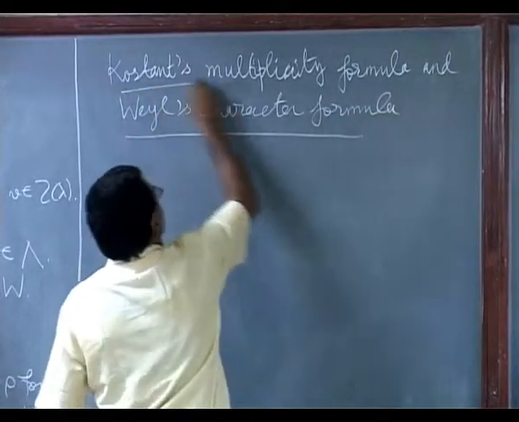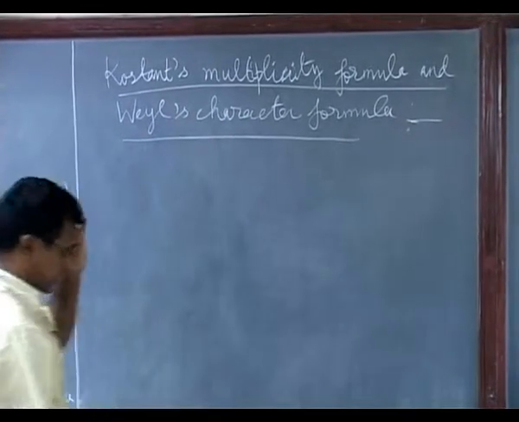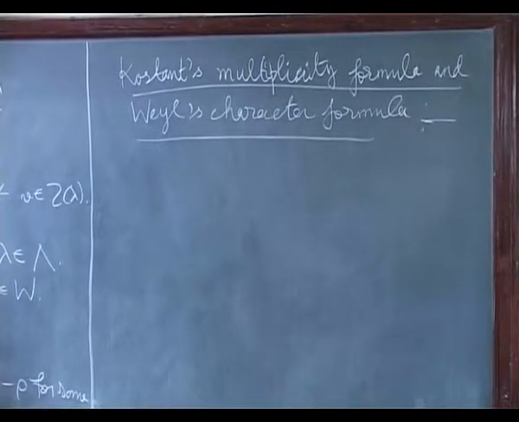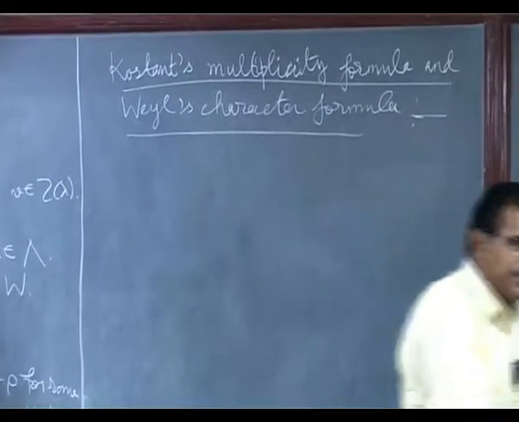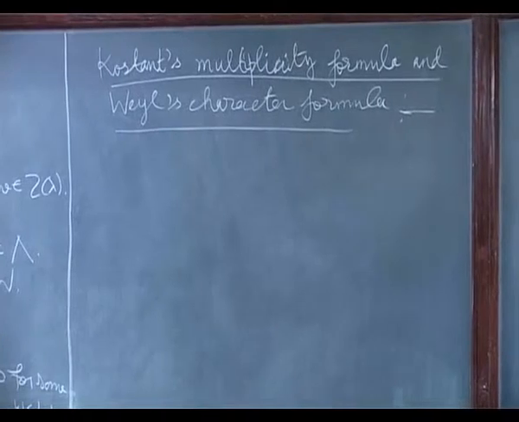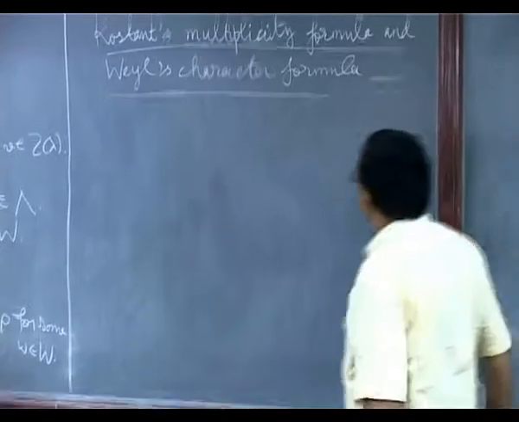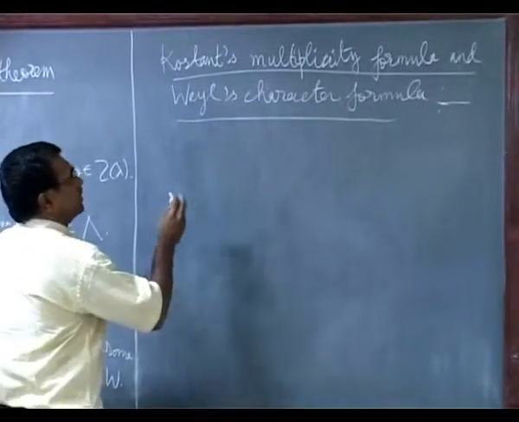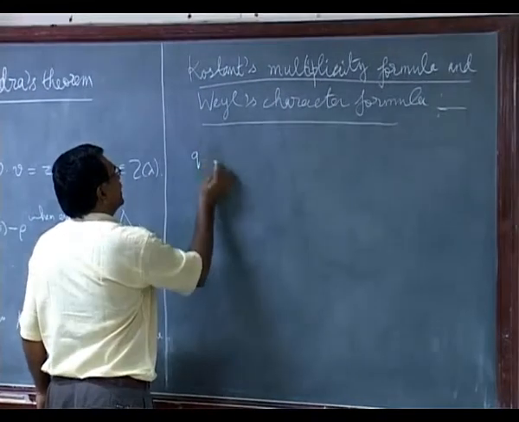And I have to say a few things about Freudenthal's formula and Steinberg's formula as part of what is assigned for me. But I really do not worry if I can't do it today, because there are two tutorials for me, so I can do them. I want to at least concentrate on Kostant's multiplicity formula and Weyl's character formula in this lecture. So, what are they? First thing is, let me recall the notation.